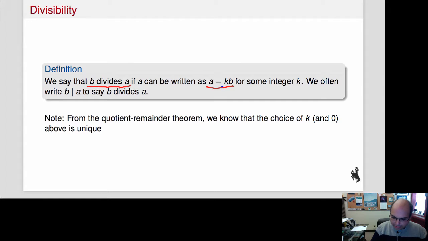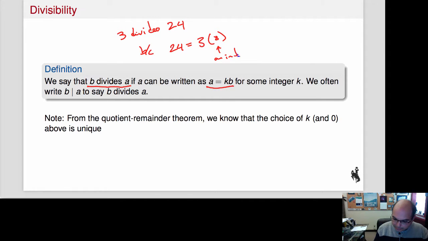So for example, 3 divides 24, and the reason is because 24 is equal to 3 times 8, which is an integer. So that's what we mean by something dividing something else. The way we usually write that is b vertical bar a. So 3 divides 24 can be written as 3 vertical bar 24, and that's just a symbol for division.